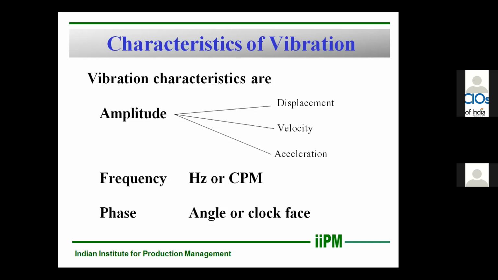So for any vibration on any machine, we can take it in three different units. Either we can take displacement, velocity, or acceleration. But which unit we should take depends on the machine. I will tell in the coming slide. So amplitude is basically what determines whether my vibration is low or high. That means it determines the severity of vibration.